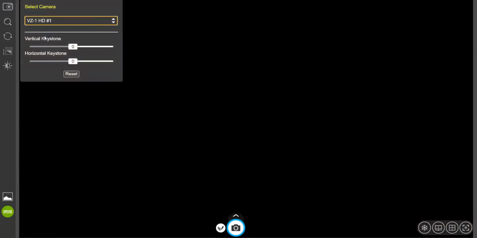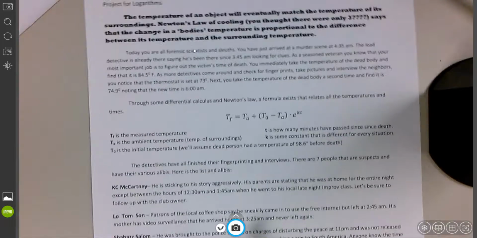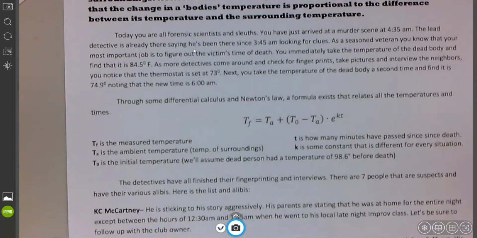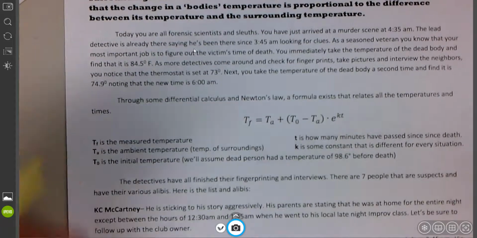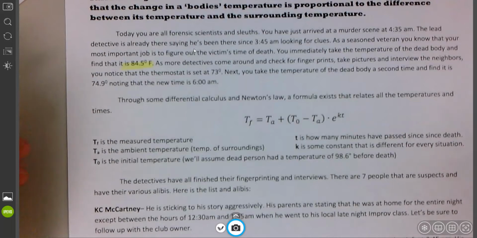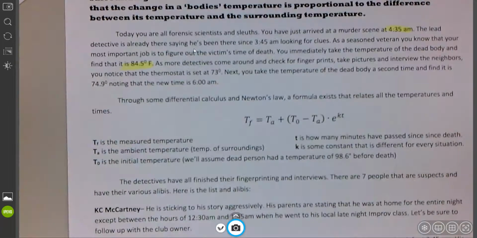So let's look at this real quick. I'm going to go through the steps. Here's the actual project. Let's highlight the important things. When you came in, you took the temperature of the dead body. The first time you did, it was 84.5. You did that at 4:35 a.m.